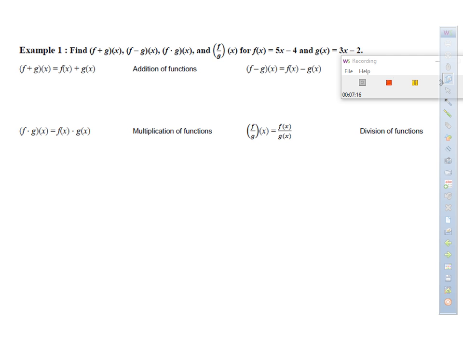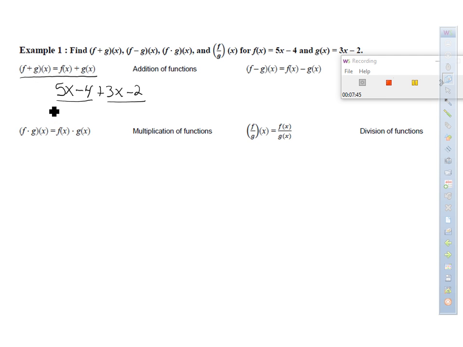Guys, look at your first one. It says f of x is 5x minus 4. G of x is 3x minus 2. We would like to go f plus g of x. Watch how easy this is. See if this sounds familiar. I'm going to go 5x minus 4 plus 3x minus 2. There's f of x. There's g of x. Now let's just add them up.